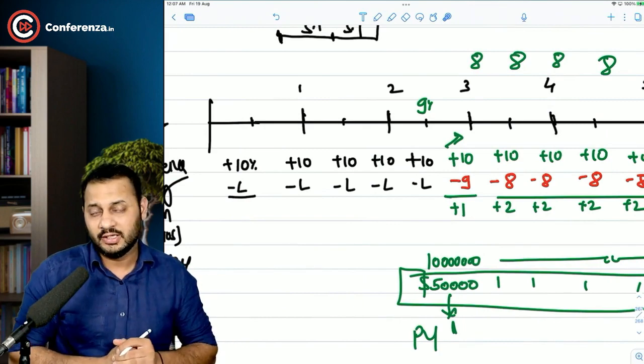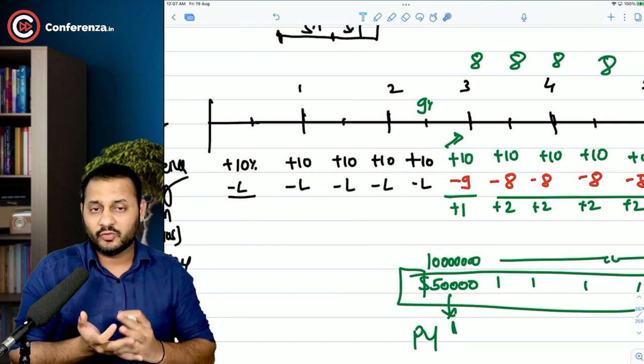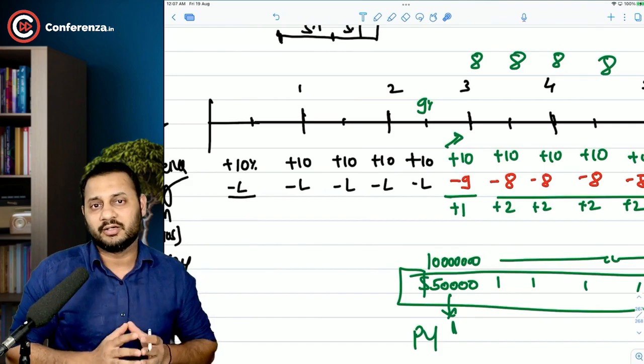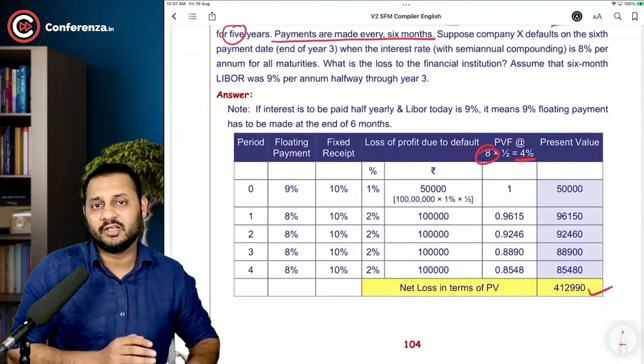if the party would not have defaulted. And that's the drawback of the interest rate swap, and also of the forward rate agreement, because these are over the counter market traded. So there is no margin required in this case, and that's why there are chances that the parties can default if there is a loss.